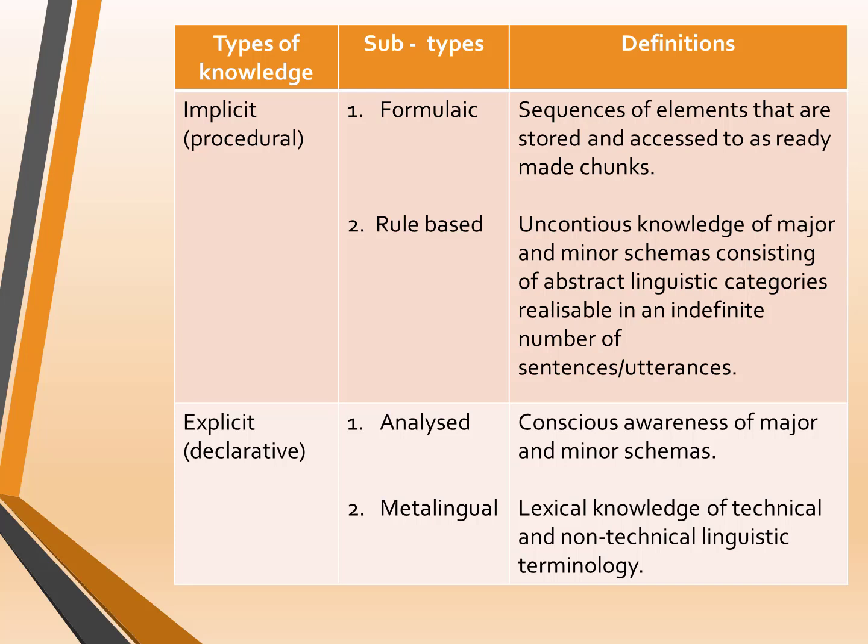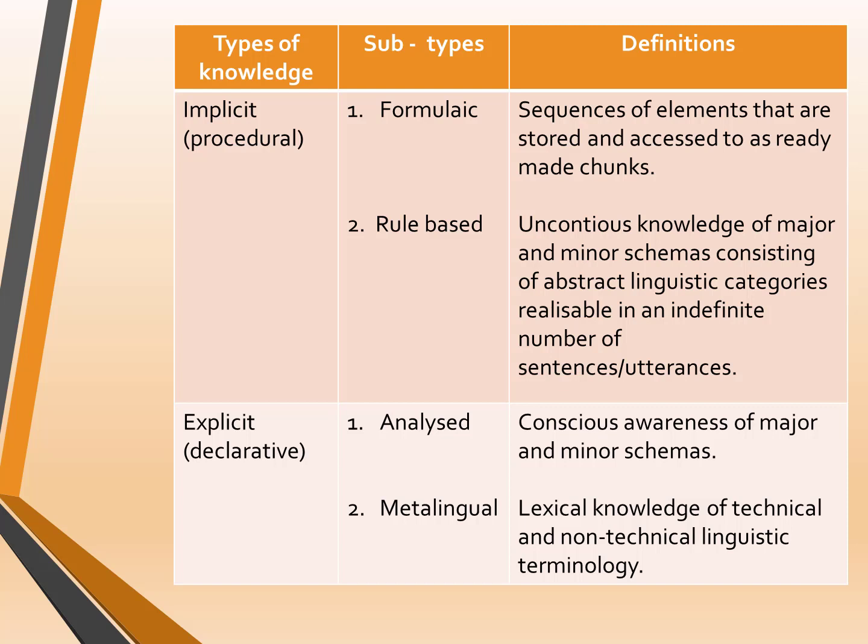The analyzed type, which is the conscious awareness of major and minor schemas, an awareness of how language works, and metalingual knowledge, which is the lexical knowledge of technical and non-technical linguistic terminology, right? How to describe an item in the linguistic structure. Now, we aim in our classes at developing both types of knowledge. The knowledge on how to use the language, and also the knowledge on what the language is like and how we describe it.